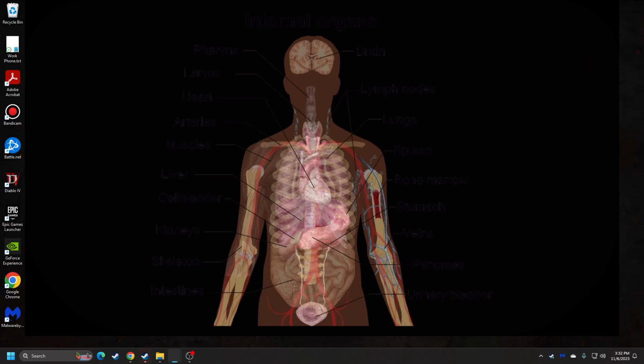Heart, in the chest, slightly to the left. Lungs, on either side of the heart within the ribcage. Lymph nodes, scattered throughout the body, with a concentration in the chest area. Spleen, to the left side of the stomach. Liver, to the right side of the stomach, under the diaphragm. Gallbladder, under the liver. Stomach, located on the left side of the upper abdomen. Pancreas, behind the stomach. Kidneys, on either side of the body towards the back, just above the waist. Intestines, located centrally in the lower abdomen. Urinary bladder, located in the pelvis. Arteries.